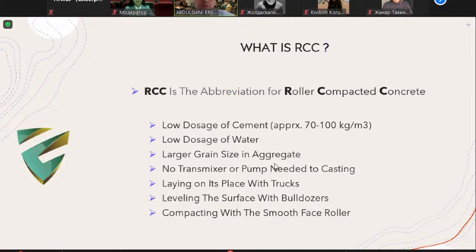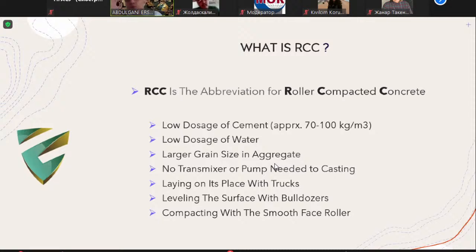So now I'm presenting you RCC type of concrete. Let me explain what RCC is. RCC is the abbreviation for roller compacted concrete. What is roller compacted concrete? Low dosage of cement. Especially, we are using in RCC between 70 up to 100 kilograms of cement per cubic meter. It means 3.5 times lower dosage than conventional concrete. Lower dosage of water as well.